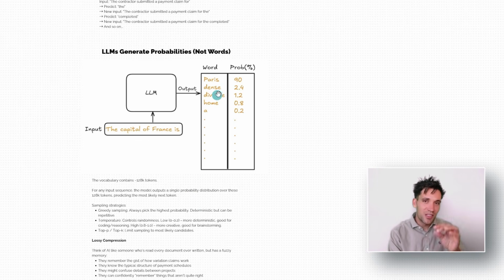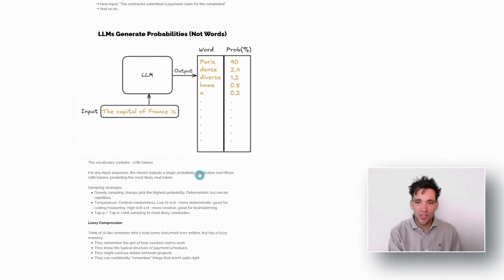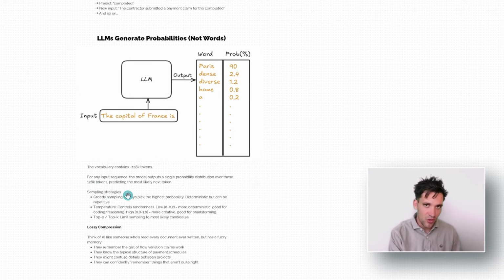The models don't work in words. That's an oversimplification. They actually work in tokens, and tokens typically represent two or three letters. So for any input sequence to the model, you'll get a probability distribution over these 128,000 tokens.